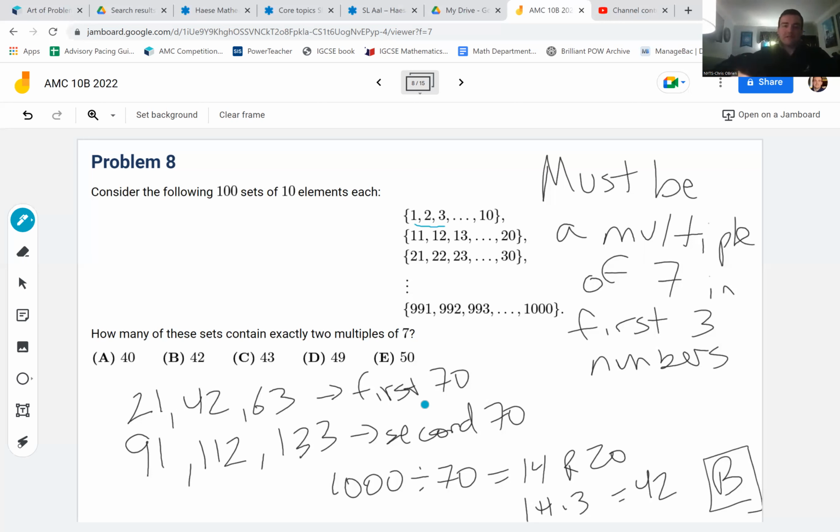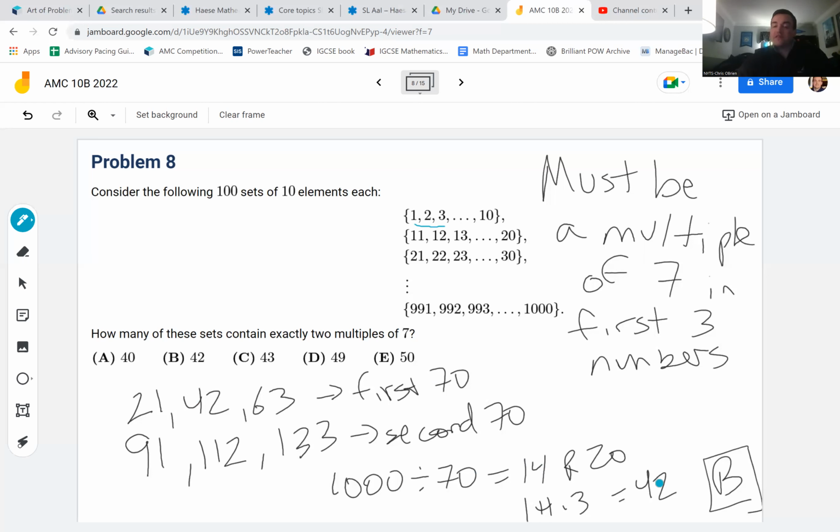Every group of 70 sets will have 3 sets with a multiple of 7 within the first 3 digits, which means it will contain exactly 2 multiples of 7. So every group of 70 will have 3. 1,000 divided by 70 is 14 with a remainder of 20. So we have 14 groups, each with 3. 14 times 3 is 42.